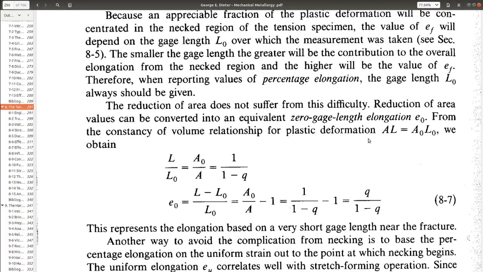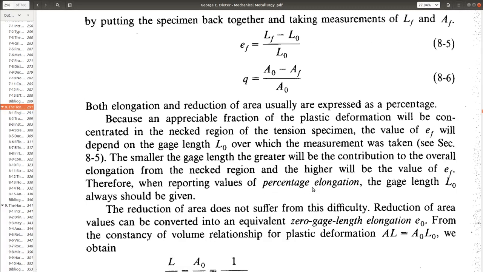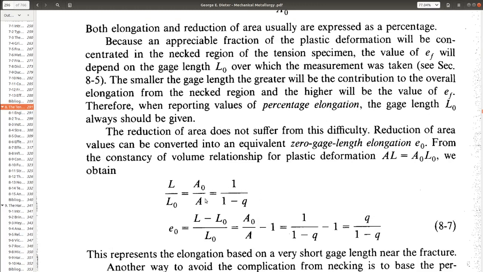Therefore, we could assume the volume of the specimen initially, which is cross section area A0 times L0, is equal to the current cross section area times the current gauge length. Now using this relation, I can say L by L0 is equal to A0 by A. But from the other relation, I could say A naught by A is equal to 1 by 1 minus Q.